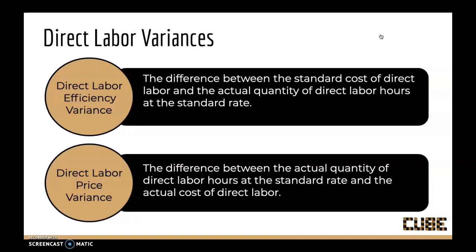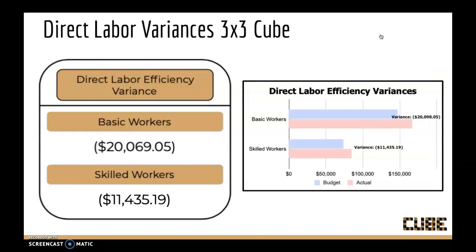The direct labor price variance has the most value to the HR department, as they can determine the cost of the direct labor allocated to each product. We broke down direct labor by our three products and by labor type.